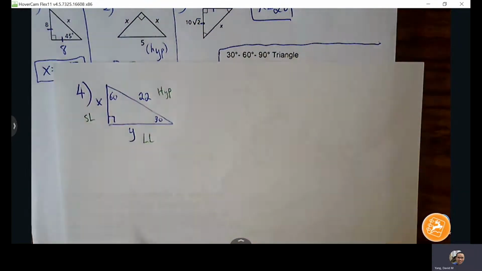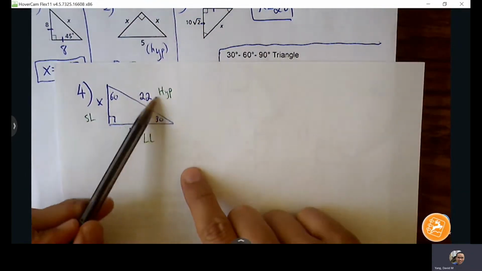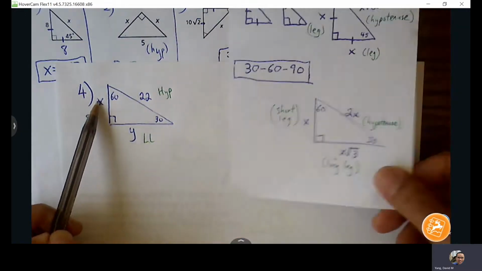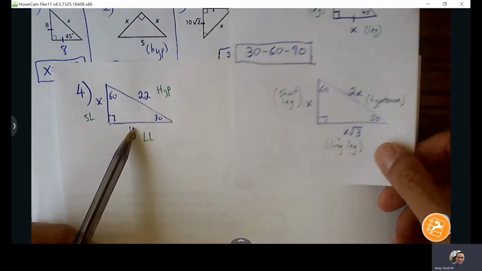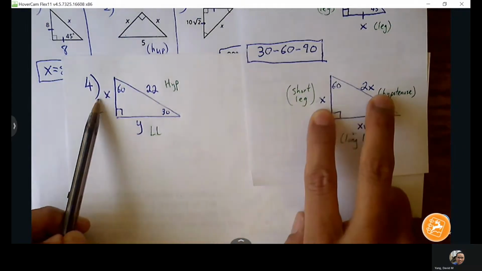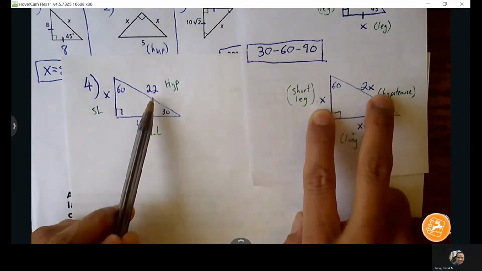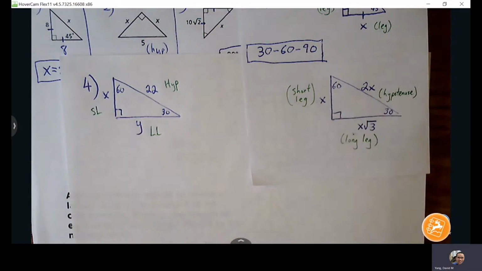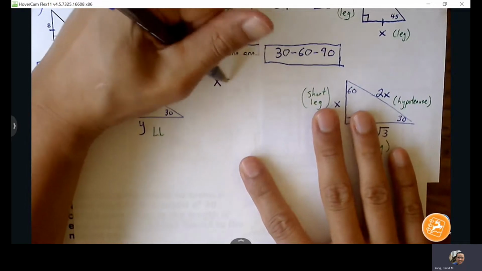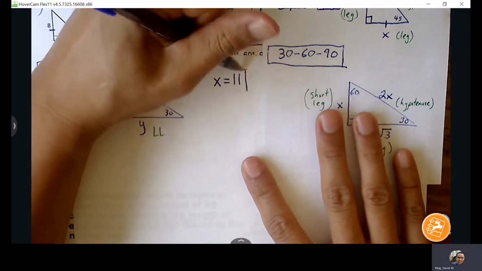Okay, so this is a little bit easier because it's giving us a hypotenuse that we can use to help us get to the short leg. And then from the short leg, we can get to the long leg. So how do I get from hypotenuse down to the short leg? Yep, divide by 2, right? Short leg and hypotenuse always has that double half relationship. So 22 divided by 2, 11.